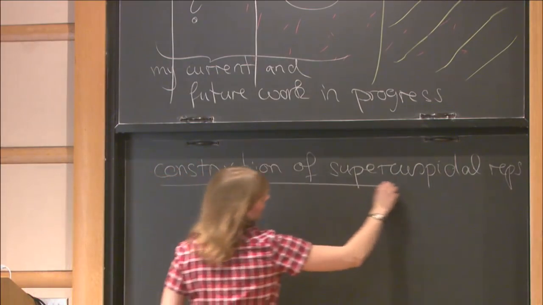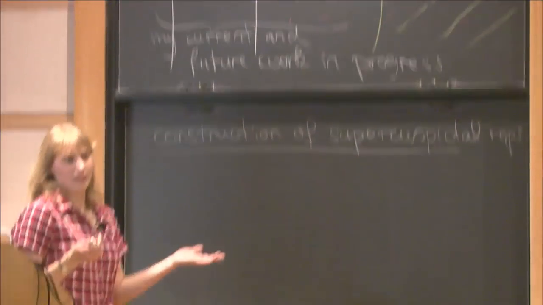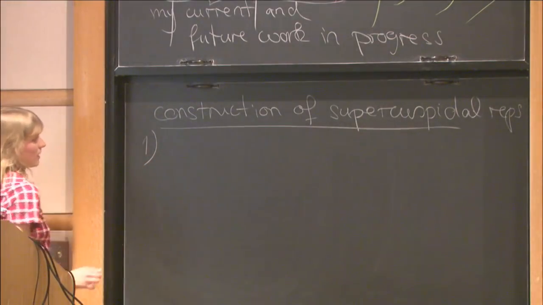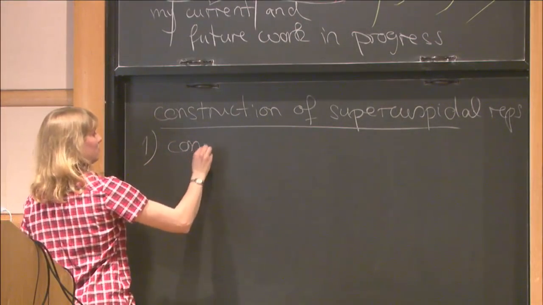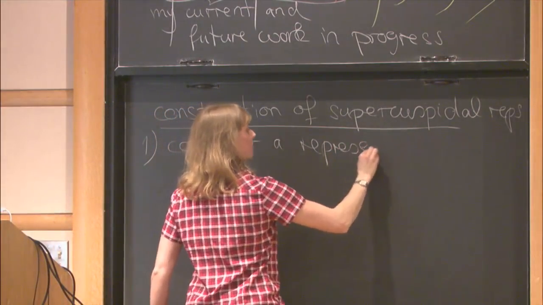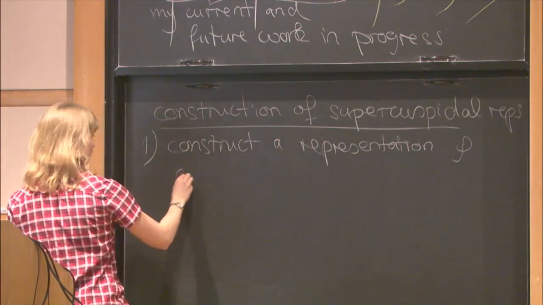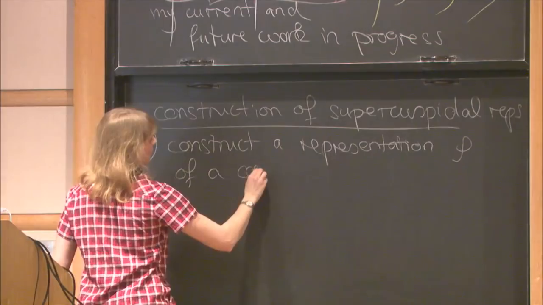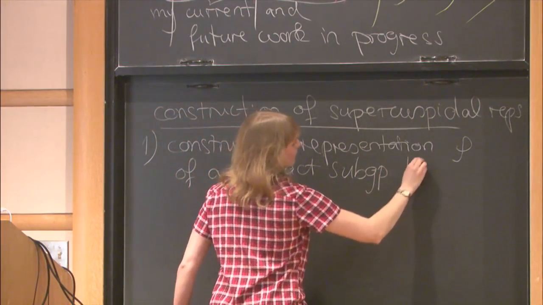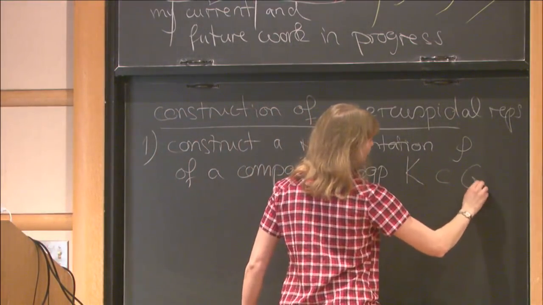So there's a folklore conjecture that the following should hold for all supercuspidal representations, and all representations known so far are constructed in this way. There are two steps. Step one is we construct a representation, let's call it rho, of a compact open subgroup. Let's call this compact subgroup K, of the group G.